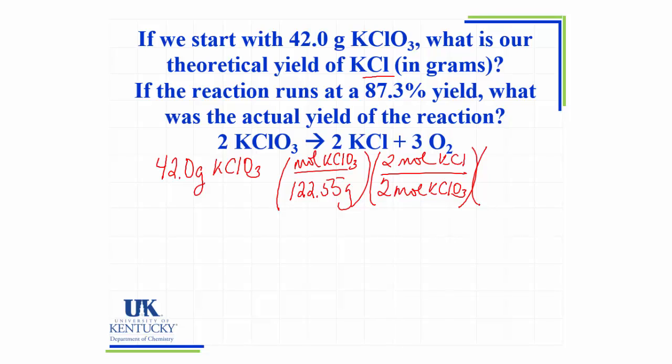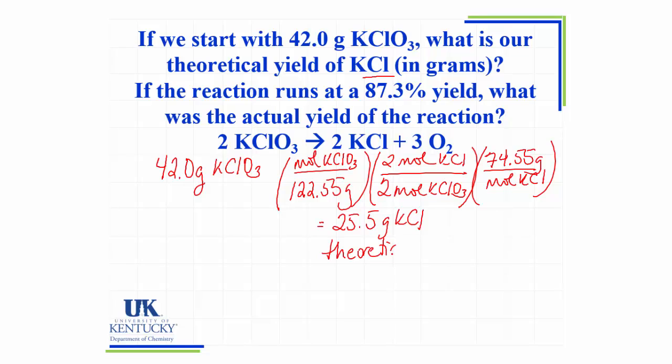And again, we'll use the molar mass, which is 74.55 grams per mole of KCl. Now we can do the calculation to find out the theoretical yield. And when we do that, we find that we get 25.5 grams of KCl. Remember, this is our theoretical yield, or the maximum amount we can produce, because this is the calculated value.